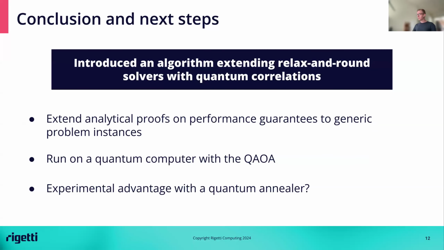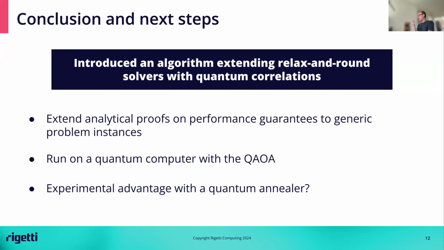So, conclusion and next steps. Well, to conclude, we've introduced an algorithm extending relax and round solvers with quantum correlation. We show that they can be as performant as their classical counterparts in the simplest case, which was when using the QAOA with p = 1. But more importantly, we showed that the performance can be improved from this baseline by increasing the number of parameters p in the QAOA.